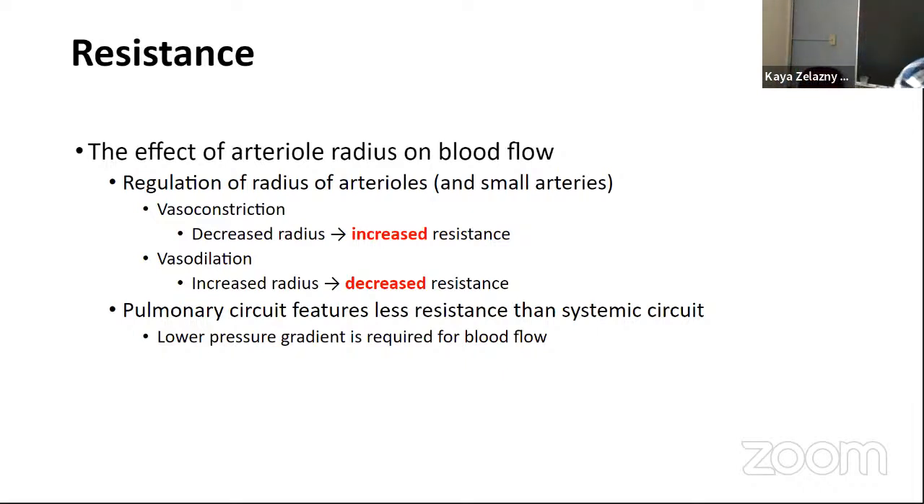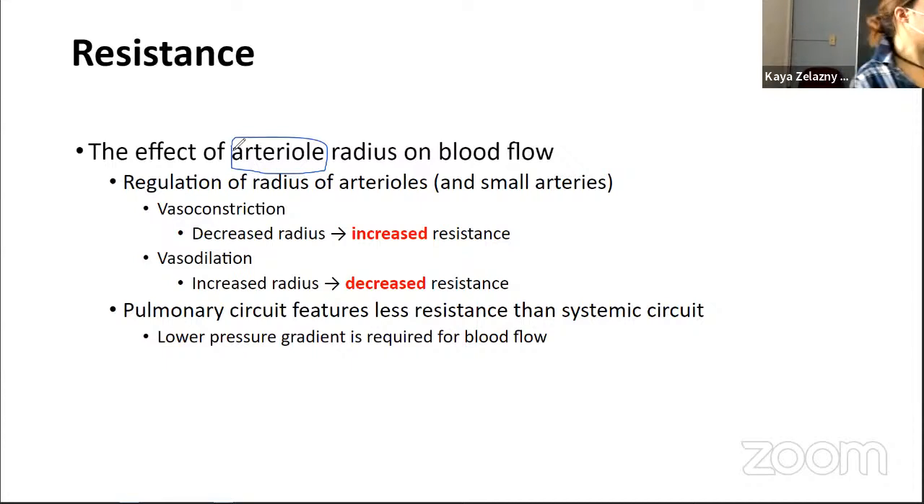So the specific part of the vasculature where we're going to be regulating the blood flow is at the arterioles. So the arterioles are those smaller branches off the arteries, right? They're actually microscopic, but this is where we're going to really be able to substantially change the radius of the vasculature. So we're going to regulate the radius of the arterioles and maybe some small arteries in order to change resistance in our system. So we have specific words that we use for this.